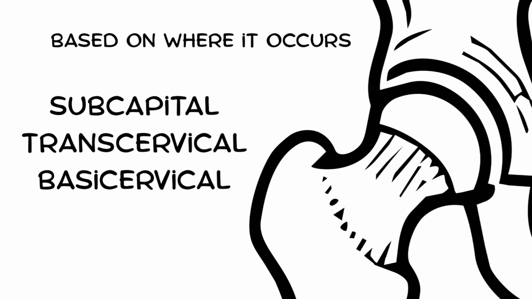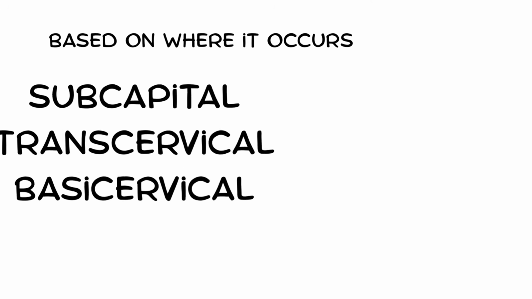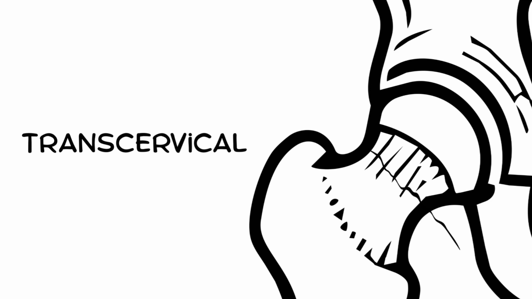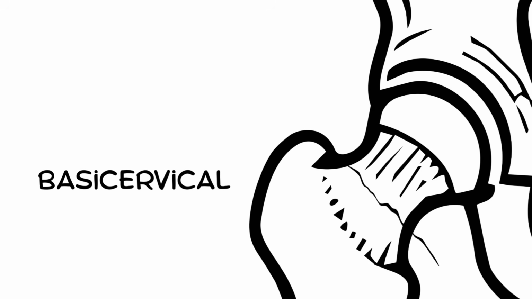The anatomical classification is based on where the fracture line is. The subcapital type is where it is just below the head of the femur. The transcervical is in the middle of the neck of femur. And the basicervical one is at the base of the neck of femur.